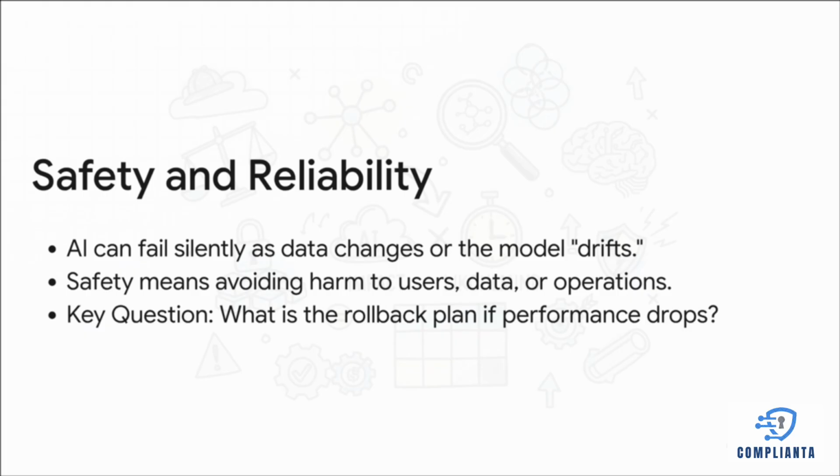Okay, number 3 is safety and reliability. A common mistake is thinking you can just launch an AI model and forget about it. Nope. The world changes, and as new data comes in, the model's performance can slowly get worse and worse. It's called model drift. So safety isn't just about making sure it works on day 1. It's about monitoring it, and this is crucial, having a plan B. What's your rollback plan when performance starts to dip?